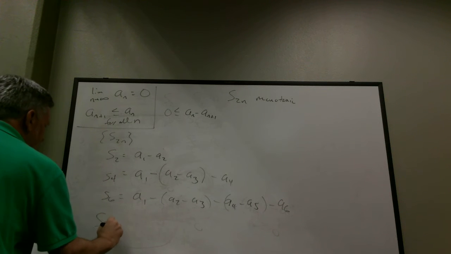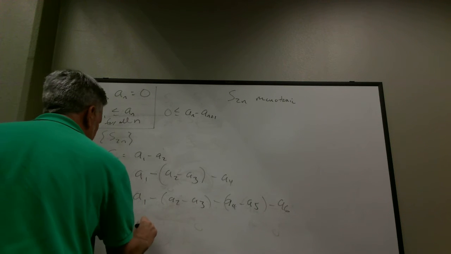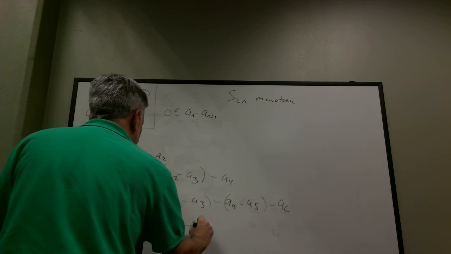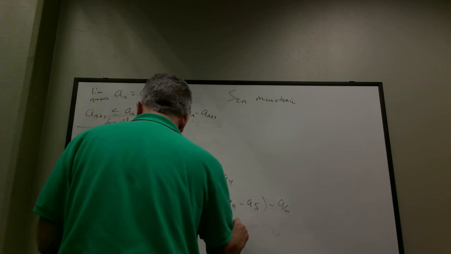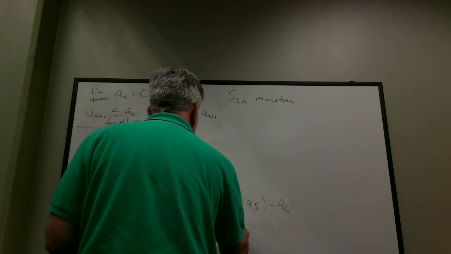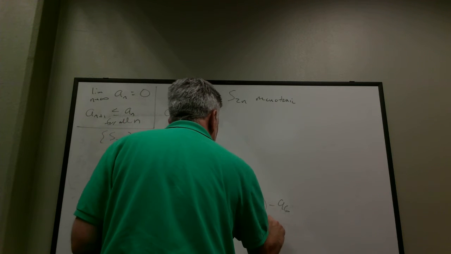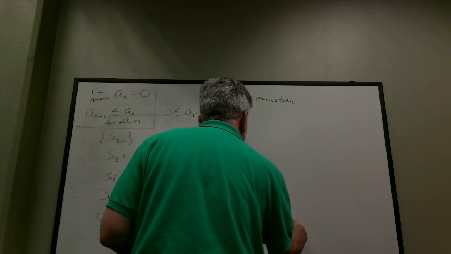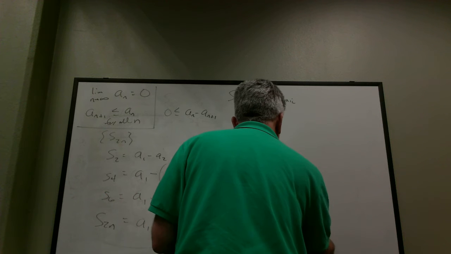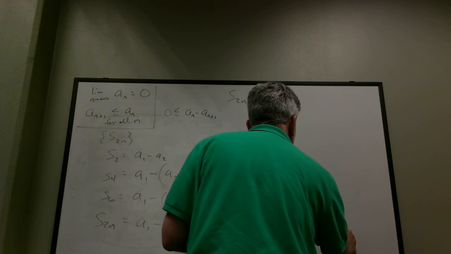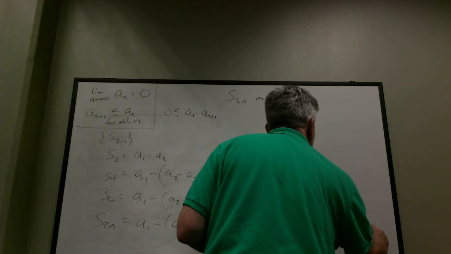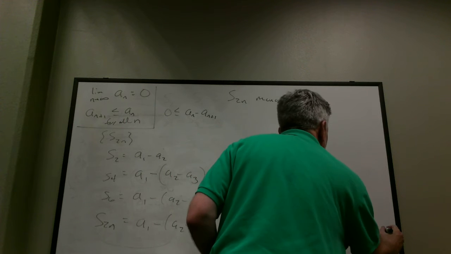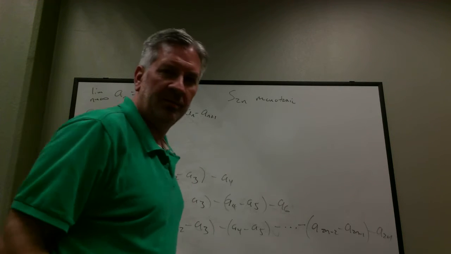And now what's S2n? I'm going to explain what this is doing. Hold on. A1 minus A2 minus A3 minus, goodness gracious, A4 minus A5 minus dot dot dot minus A2n minus 1 minus A2n. Oh, I ran out of room. Oh, you can see that.